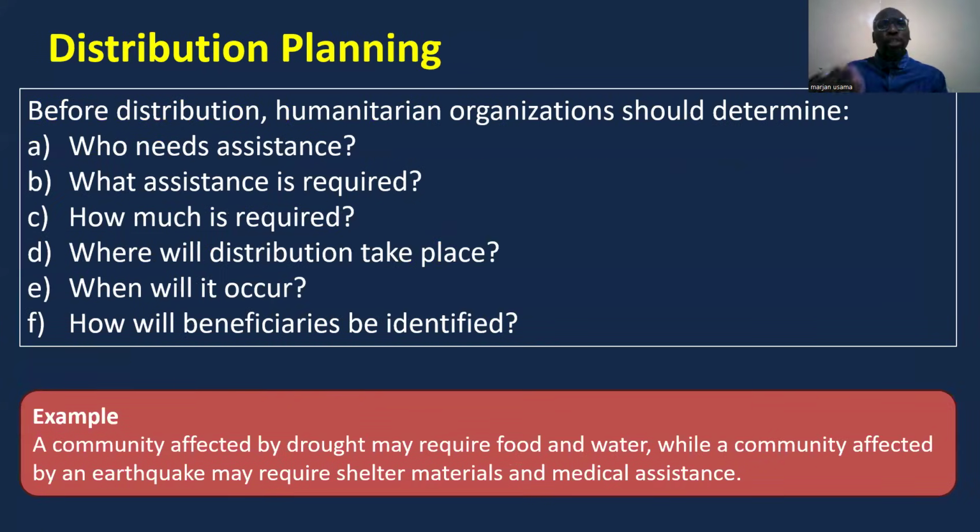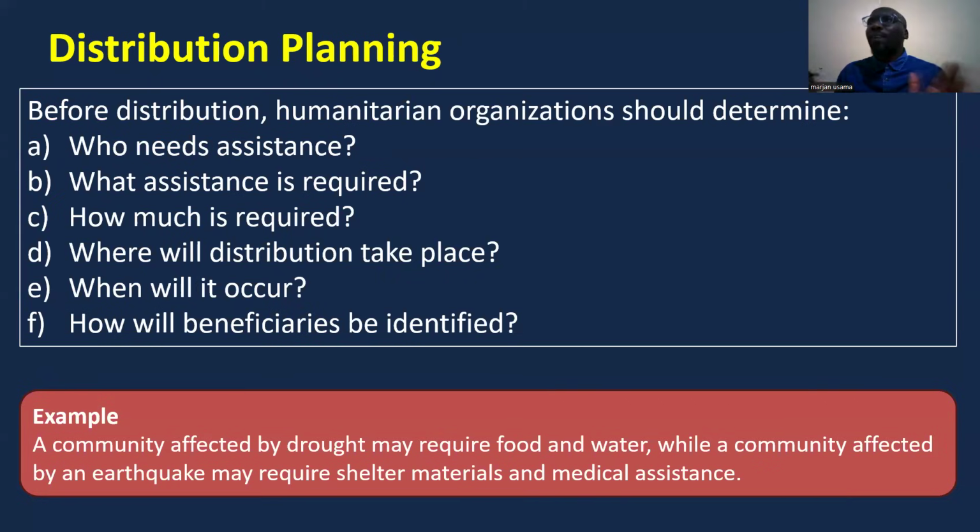Now, what is the distribution plan? Before distribution, humanitarian organizations should determine who needs assistance, because not every person is going to need it, or the degree of assistance is not the same. Number 2, what assistance is required? Some people will need medicine, some people will need water, some people will need shelter.